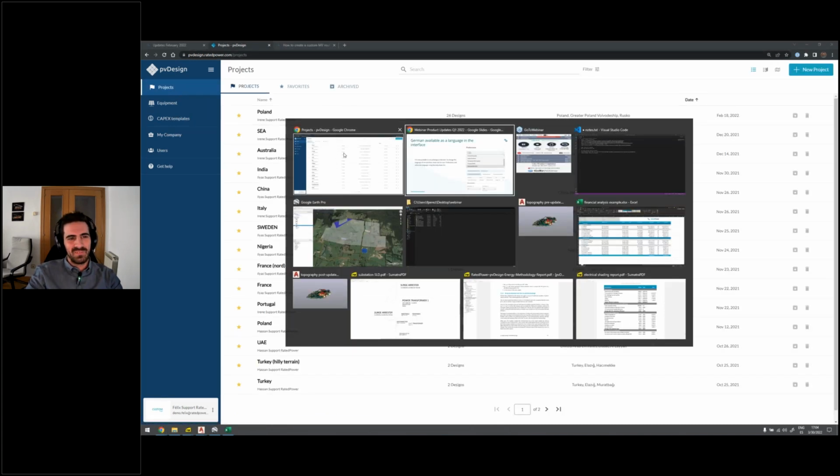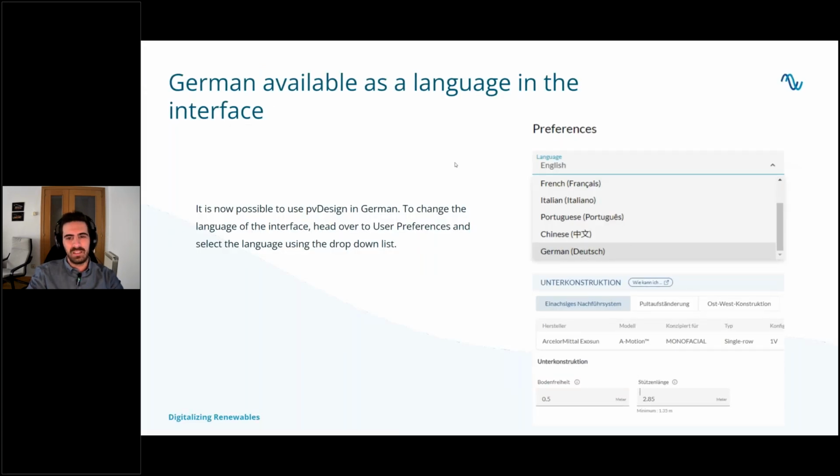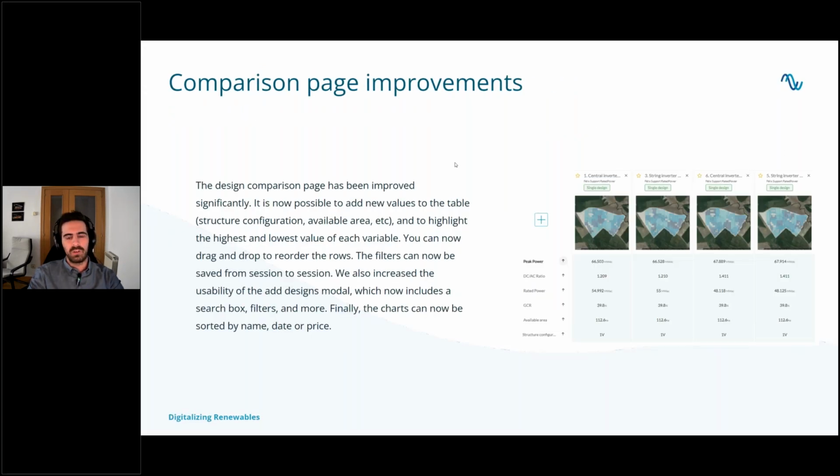Right. The next update was that we released some improvements to the comparison page. This is a very important feature to us. It's extremely useful to make quick comparisons between different designs and different options. We feel like this really synergizes well with the purpose of PV Design, which is to allow you to optimize your PV plant designs and to find the best options, and to optimize economical aspects and engineering aspects and the energy production and all of that.